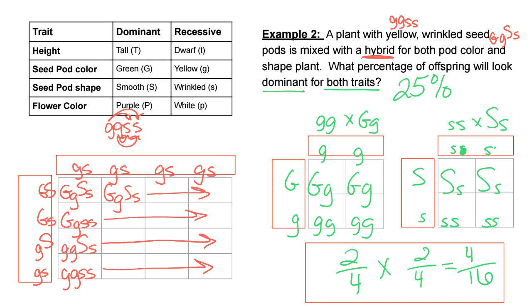If I come back to my large Punnett square, only this top row here looks dominant for both. This only looks dominant for the first trait. This only looks dominant for the second trait, and they look dominant for neither one on the bottom. So again, 1, 2, 3, 4 out of 16 gives me 25%.